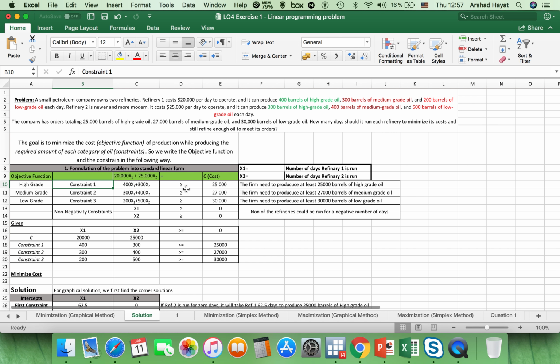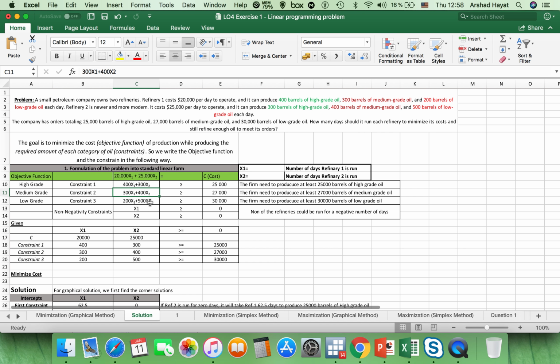This must be at least equal to or more than 25,000 barrels. That is because the total demand for high grade oil that this firm has is 25,000 barrels, which means that the firm should run refinery 1 and refinery 2 in such a way that it would produce at least 25,000 barrels of high-grade oil. In the same way, the firm should run refinery 1 and refinery 2 in such a way that it would be producing at least 27,000, because 27,000 is the medium grade oil demand.